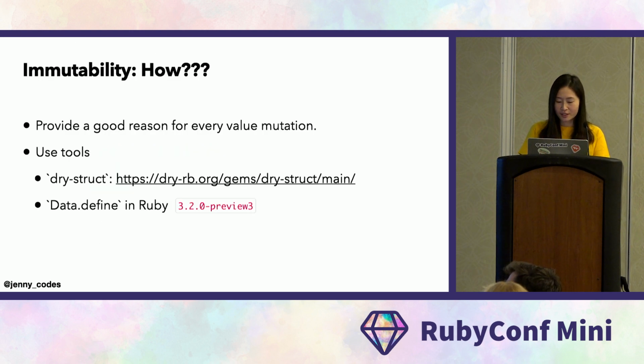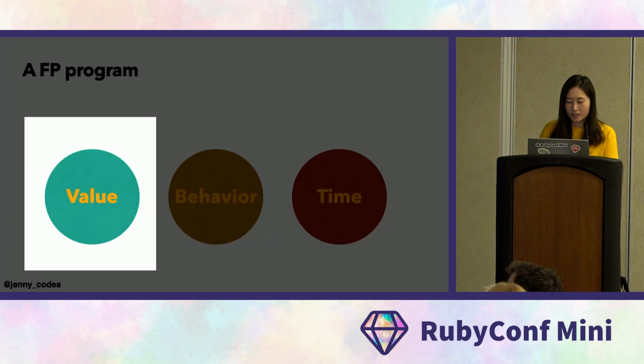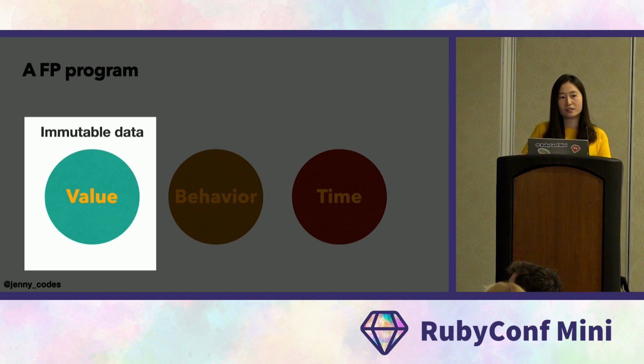And just to emphasize again, although we have those nice tools to help us, equally important is to be mindful about the state, the mutation of the state, and the possible consequences of it. So that concludes the value part of functional programming. We know by having the constraint of immutability, we have a program that's easier to debug and reason about.